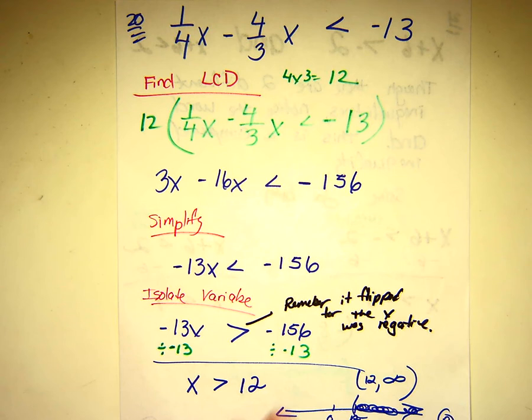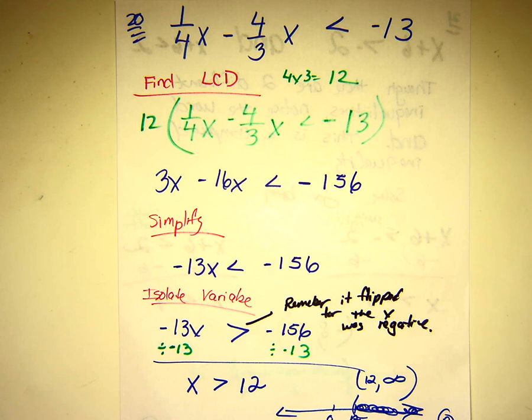And here are some more fractions. So once again, we're going to find the least common denominator. So 4 times 3 gives you 12. Multiply everything by that 12.